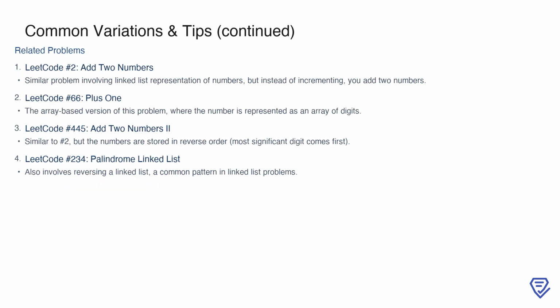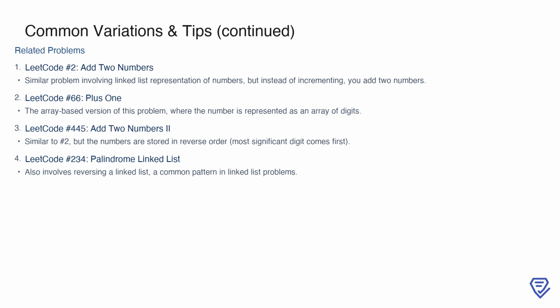To deepen your understanding of the +1 linked list problem, it's useful to explore related problems. For example, LeetCode number 2, Add Two Numbers, is a similar challenge where you deal with linked list representations of numbers, but instead of incrementing, you're adding two numbers. Another closely related problem is LeetCode number 66, Plus One, which is essentially the array-based version of this task. Recognizing how digit manipulation works in arrays can help you draw parallels to linked lists.